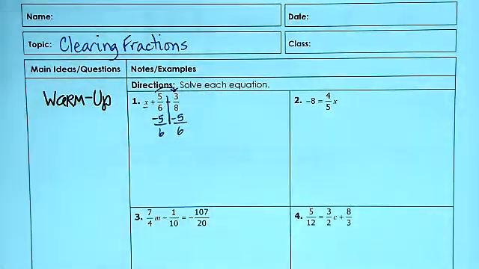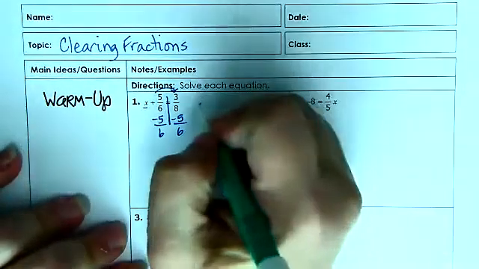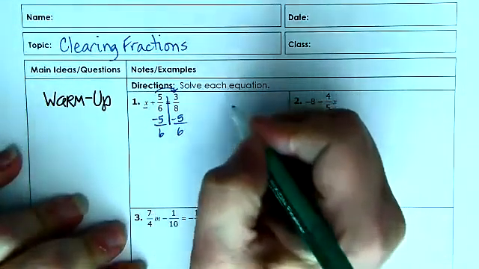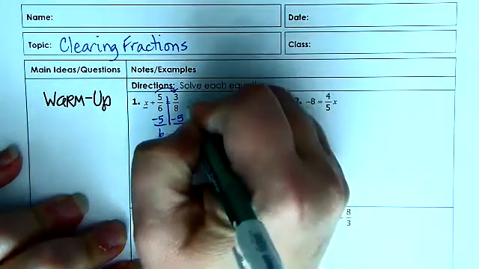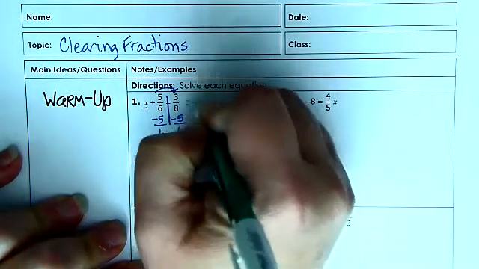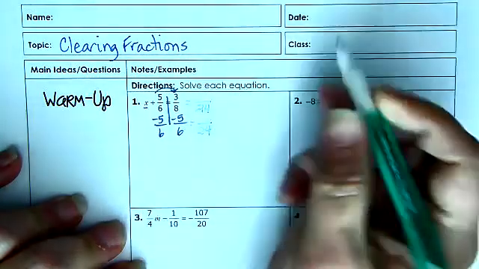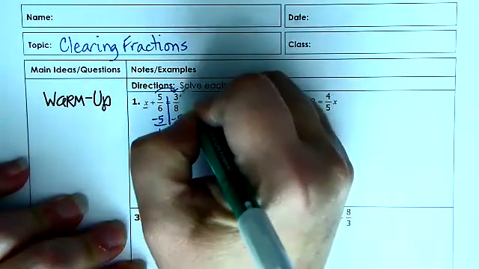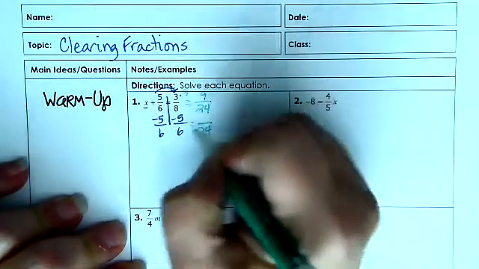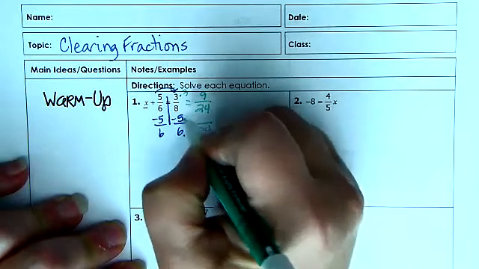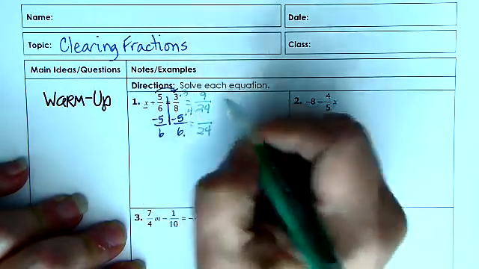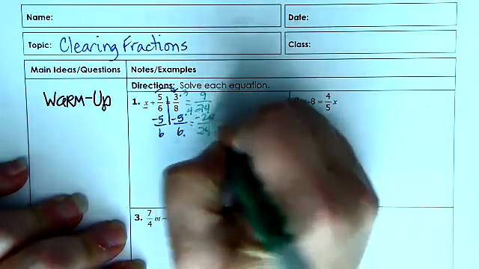Well, in order to do that, I have to find a common denominator. Okay, well, my common denominator for 8 and 6 is going to be 24. So 8 goes into 24 3 times, so I multiply times 3, so I get 9. 6 times 4, so this is going to give me a negative 20.